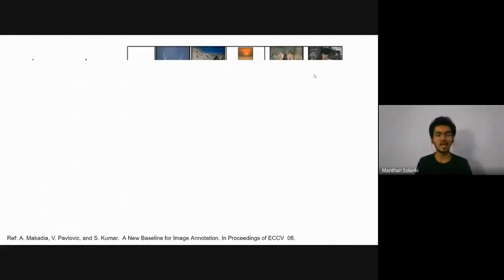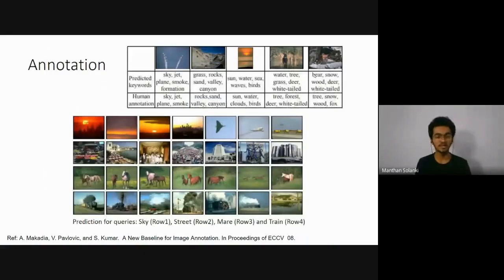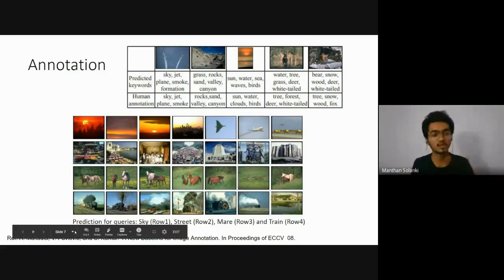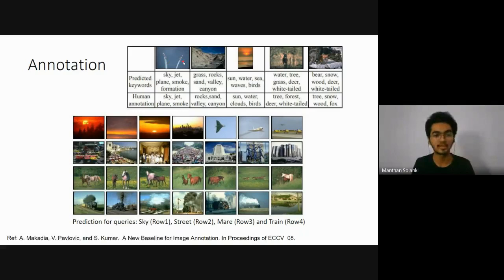Second, the annotation problem. Now, what is data annotation? Data annotation is the process of adding metadata to our data set. Now, what is the metadata over here? Let's look at the first picture here. Here we can say that this image contains the sky, jets, planes, smoke, and formations. So the human annotations are simple, like sky, jet, planes, and smoke. But our model predicted that okay, these are the metadata for this particular image.